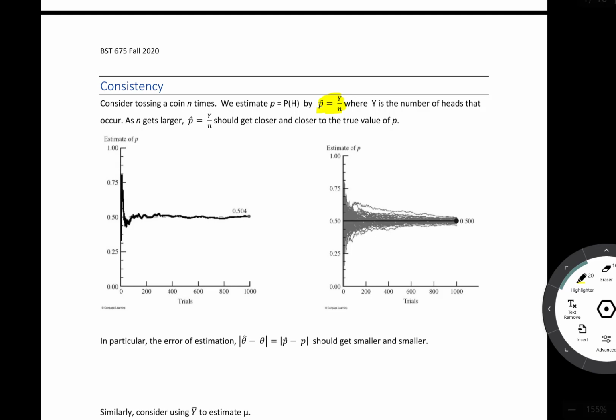So let's suppose that we do have a fair coin. So notice for a fair coin, we know the probability of heads is right at 0.5. So we have both of these here.